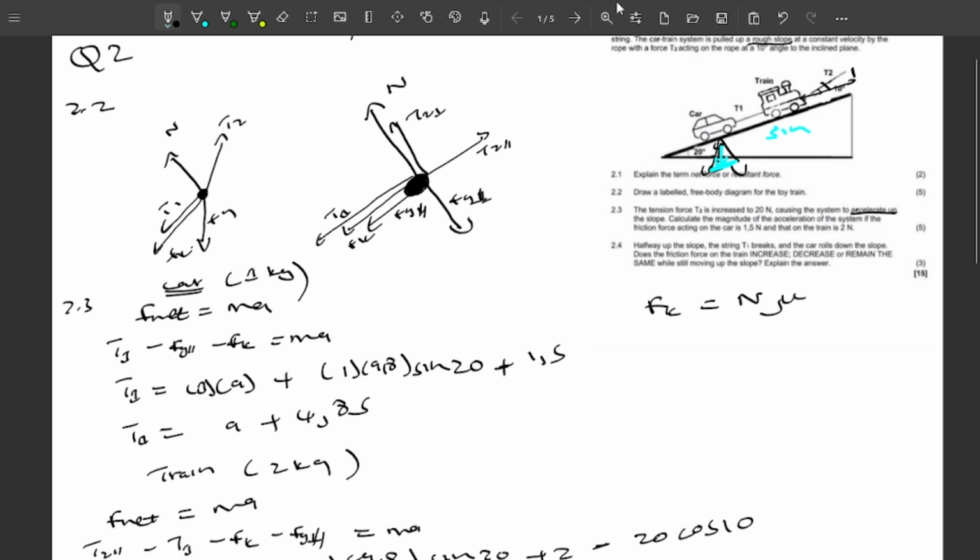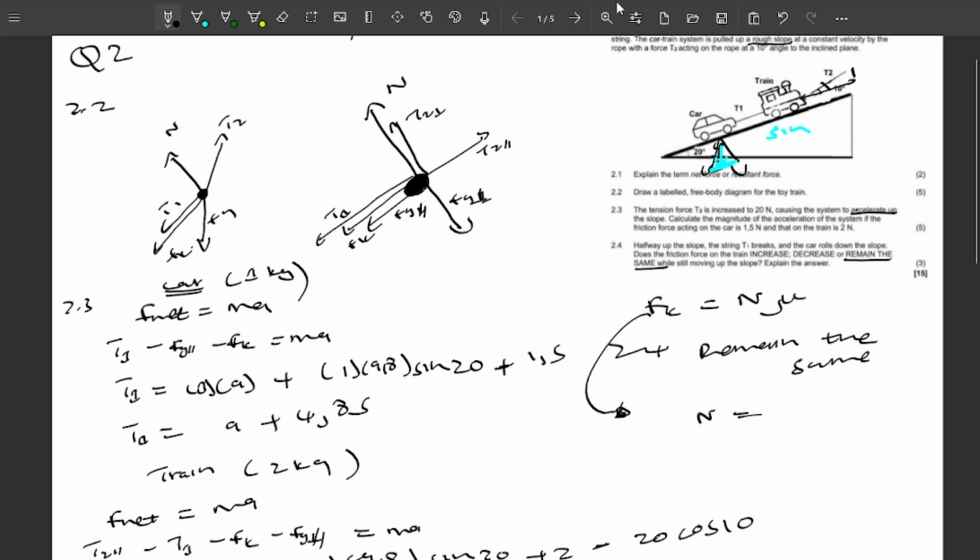The normal force stays the same, therefore it remains the same. So you can say for 2.4, it remains the same. This is the answer. I'm just going to write this one here. It remains the same, and the reason is that the normal force stays the same. It's not affected by the loss of the car, and frictional force, basically we can see it's directly proportional to the normal force.